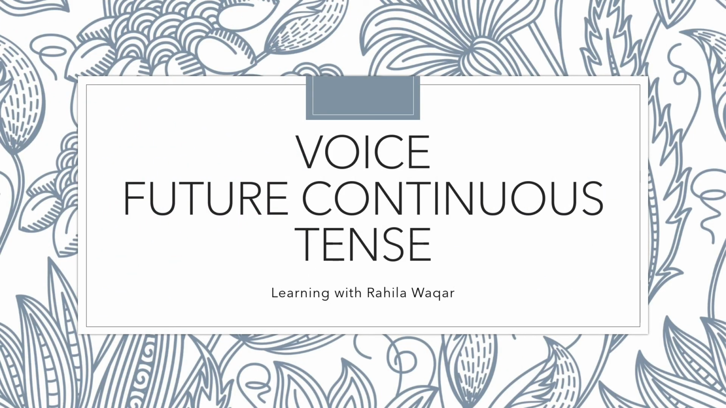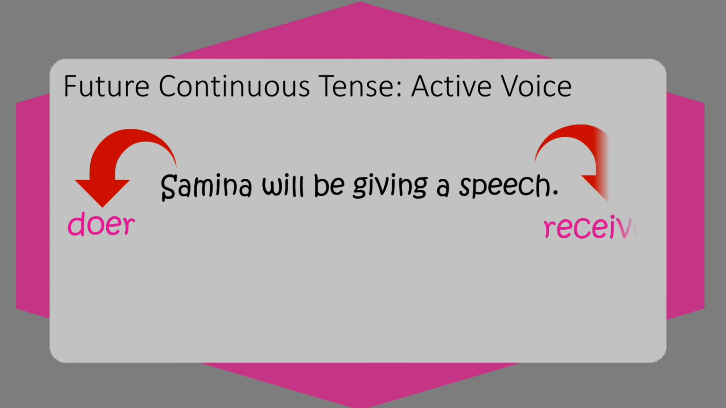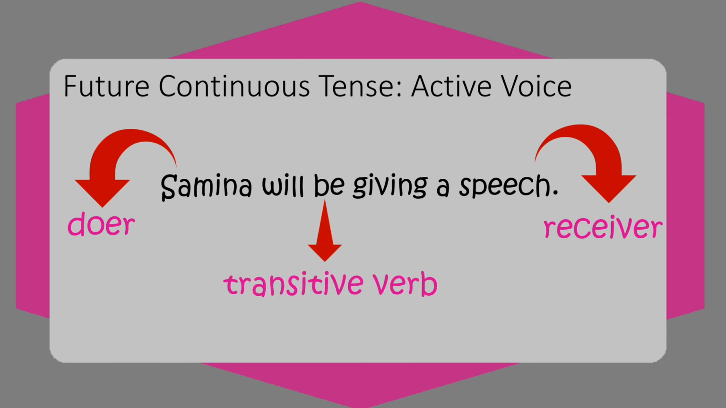Now let's look at the voice of future continuous tense. This is a future continuous tense sentence. Samina will be giving a speech. Samina is the subject of the sentence. Will be giving is the verb. A speech is the object. Samina is the doer of the action and is the subject. A speech is the receiver of the action, and the verb will be giving is a transitive verb because it has an object.